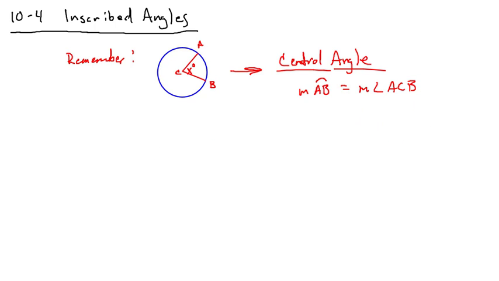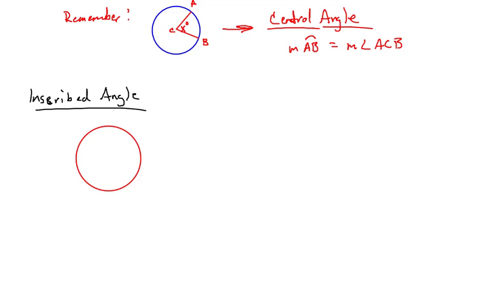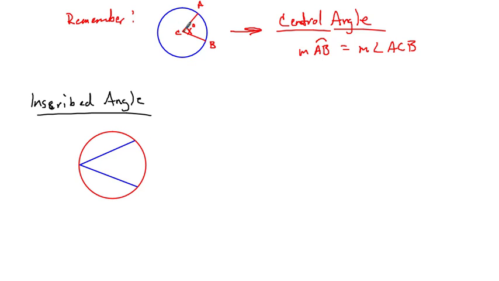So now we're going to do an inscribed angle. So this is not an inscribed angle. This is a central angle. An inscribed angle looks different. So we have a circle, and an inscribed angle is going to go all the way to the other side. So hopefully we see the difference between the central angle, which starts at the center, and the inscribed angle, which has its points all on the edge of the circle.